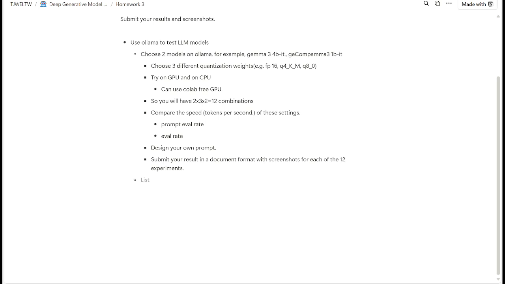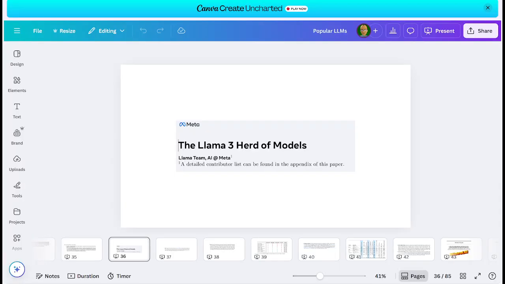And for the GPU part, if you don't have a GPU, you can use the free Colab GPU to run it. The free Colab GPU, I think, is a T4, and it has 16 gigabytes of memory on the GPU. So that's more than enough GPU for running, for example, this 4B or 1B model. Okay, so that's the homework, and let us continue with the introduction to the models.